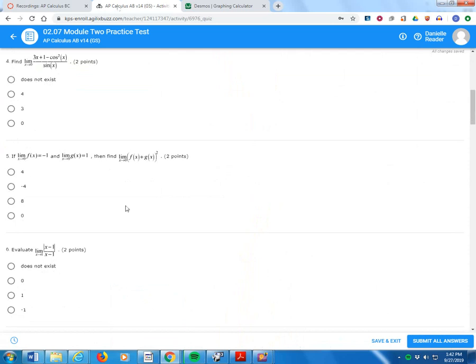Maybe when I get back, you guys can show me if you did it a different way to actually prove it's 3 algebraically. Okay, next problem.